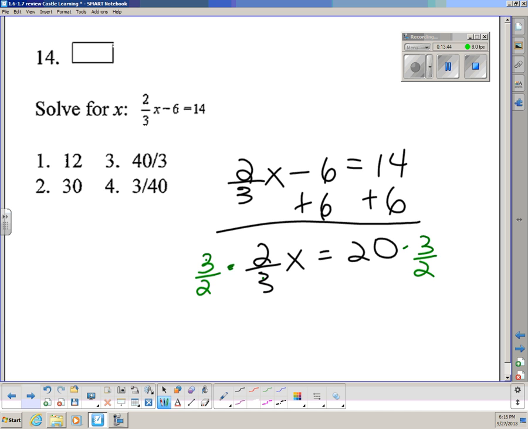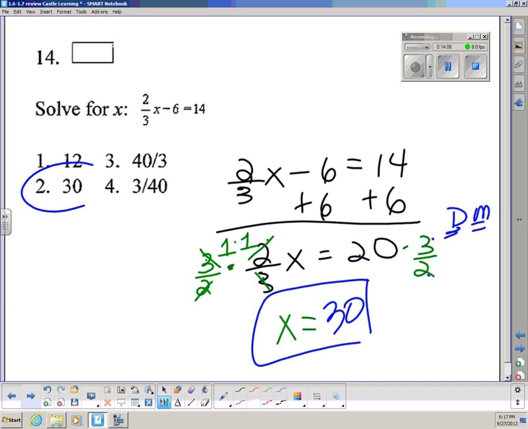And 3 divided by 3 is 1. 2 divided by 2 is 1. 1 times 1 is 1, and you get your x quickly that way. Now on the other side, we could multiply 20 times 3 and then divide by 2. A little easier is to do the math here: divide, then multiply. So 20 divided by 2 is 10. 10 times 3 is 30. X equals 30 is your answer.